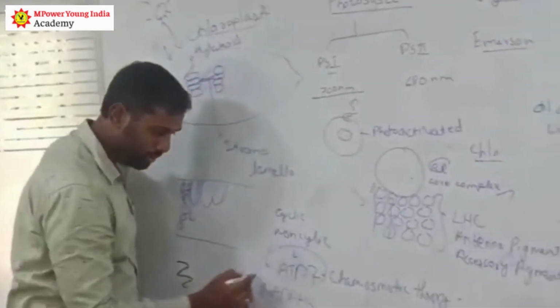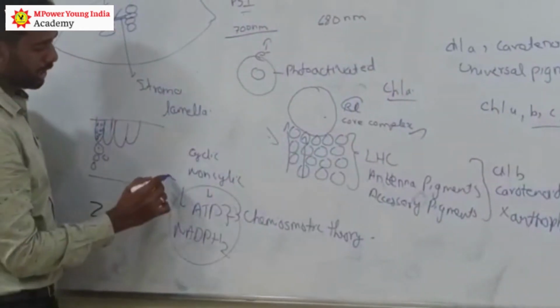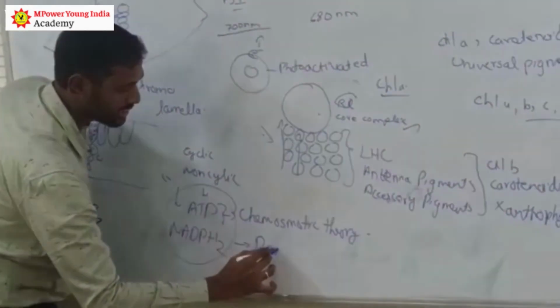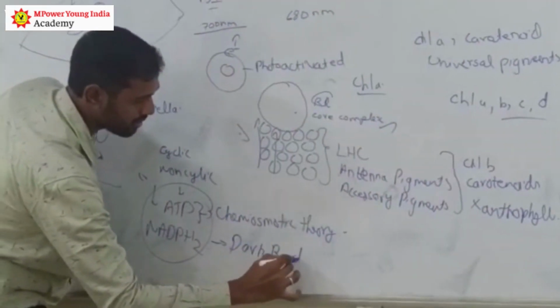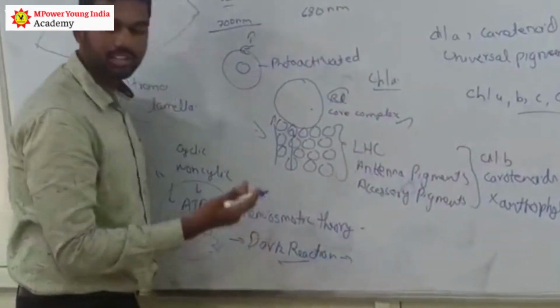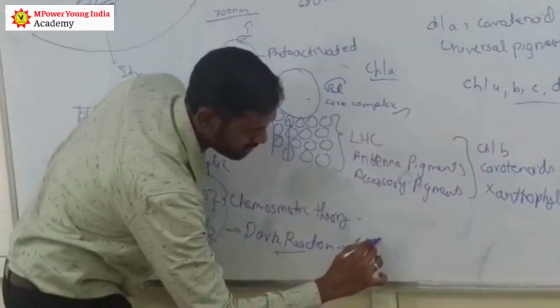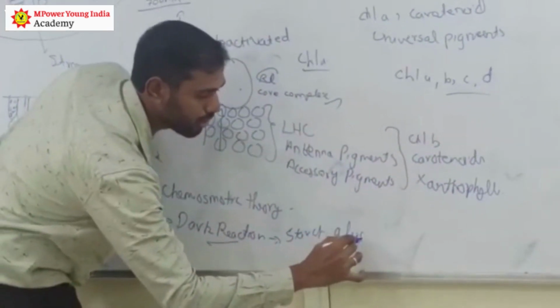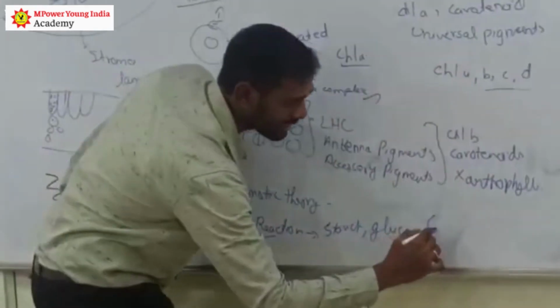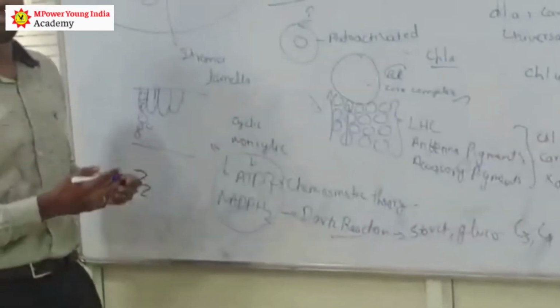With this output, ATP and NADPH2, the plant will take this into the dark reaction. With this output in the dark reaction, the plant will produce starch or glucose, the food molecules, using the C3 or C4 cycle. This is the overall output of photosynthesis.